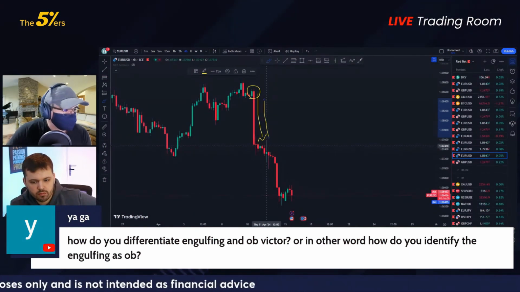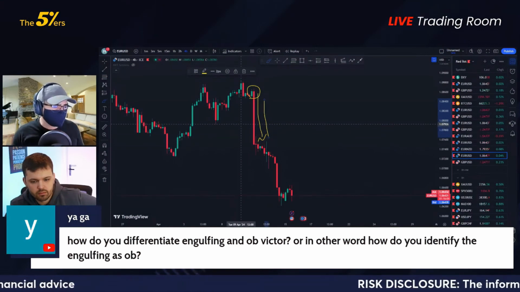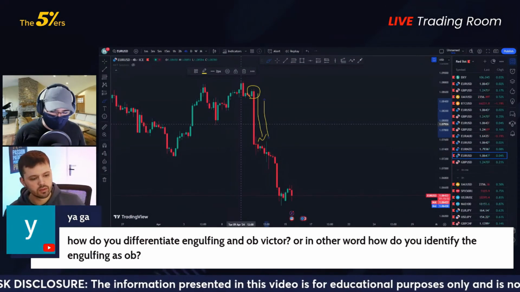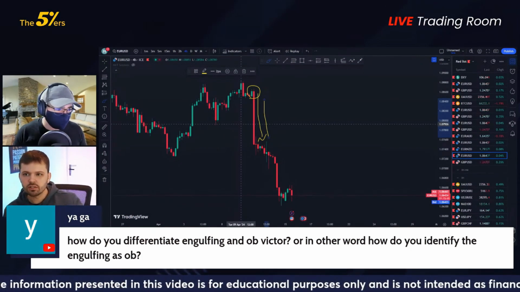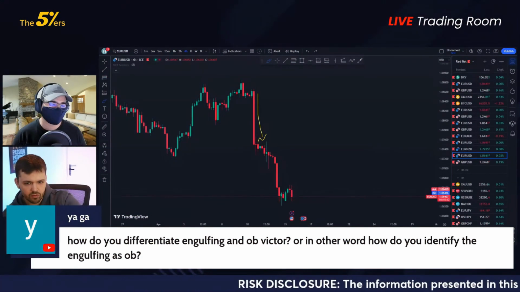So there is a question, actually a very good one. It says, how do you differentiate engulfing and OB? I don't. To me, it is the same. An engulfing to me is an OB. Any questions that I have, I'm just going to ask them, okay? Because I think a lot of you in the comments here probably had the same question.